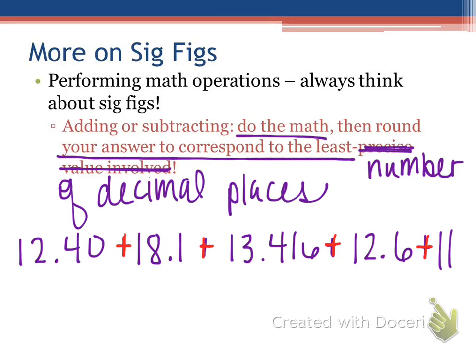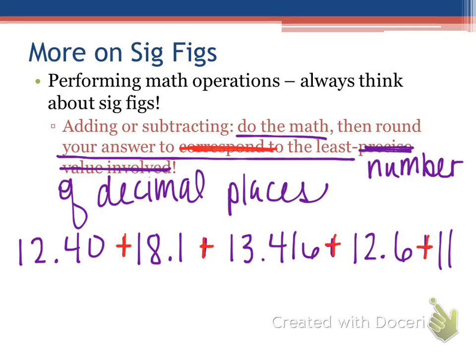Then round your answer to the least number of decimal places. So here's a little example problem for us underneath. Out of these measurements, let's just say before we do any math, out of the measurements up here in this problem, which is the most precise value involved? Which is the most precise value?